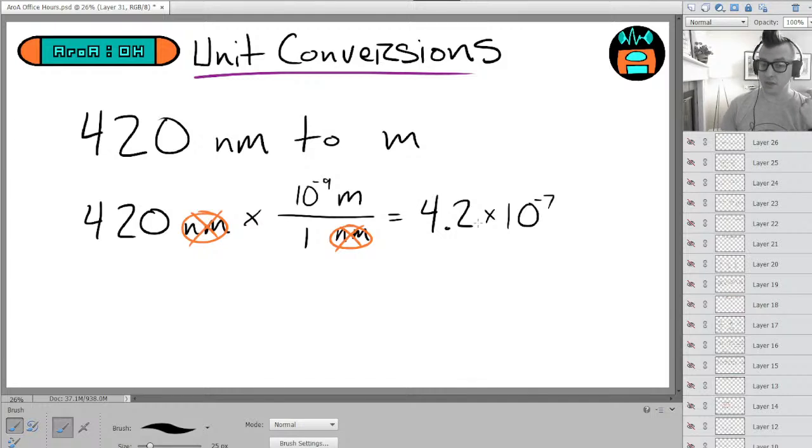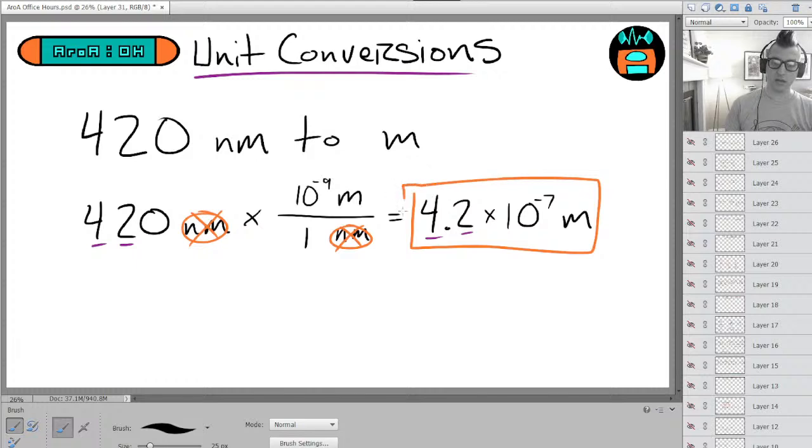But we have to ask ourselves, are our sig figs correct? 420 has 2 significant digits in it. 4.2 also has 2 significant digits, so my sig figs are spot on. My unit is meters, and this is my correct answer. 4.2 times 10 to the negative 7th meters. That is correct value, correct sig figs, and correct units. That is getting full credit as an answer.